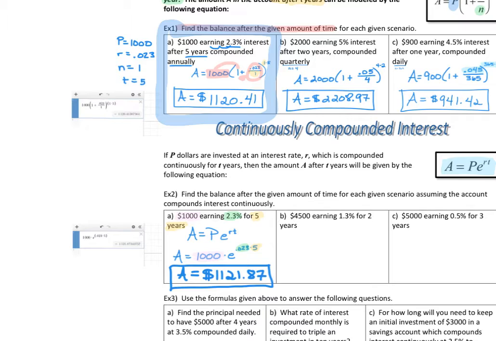Now, before we go on, what I want you to look at here is that problem 1A and problem 2A are dealing with the same amounts of money, $1,000, 2.3% left in the bank for 5 years. But in 1A, you're getting your interest compounded annually, and in 2A, you're getting your interest compounded continuously. You may be thinking, well, I get $1.40 something more. That's not a big deal. Well, maybe not a big deal. It's still more. And trust me, the banks don't always like to give you your pennies.